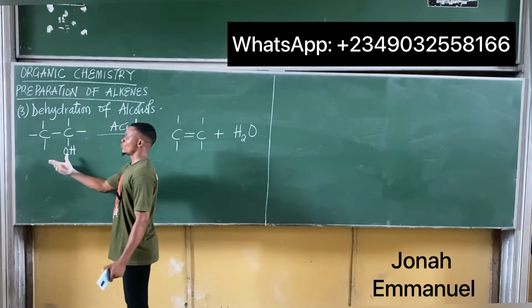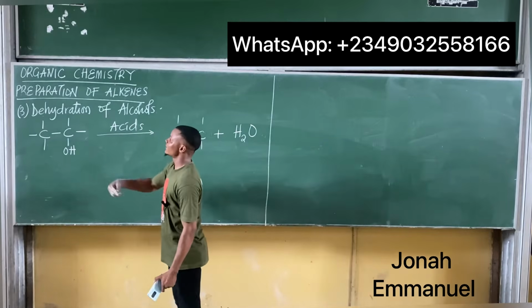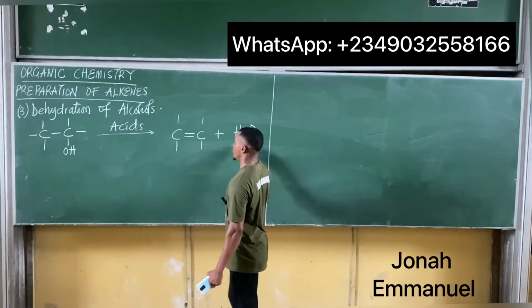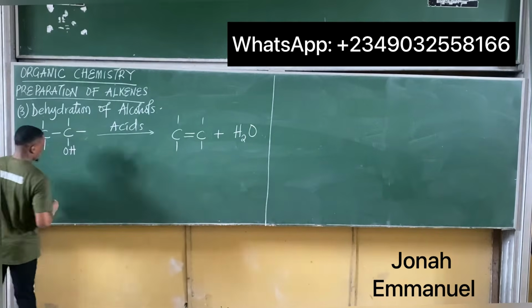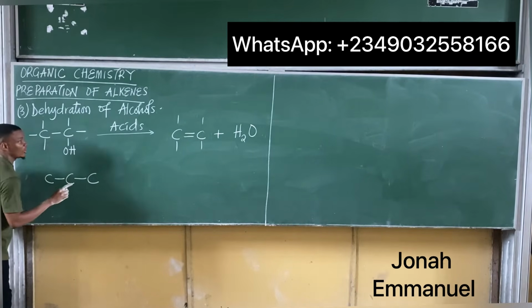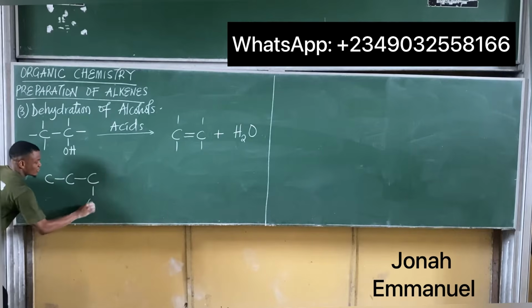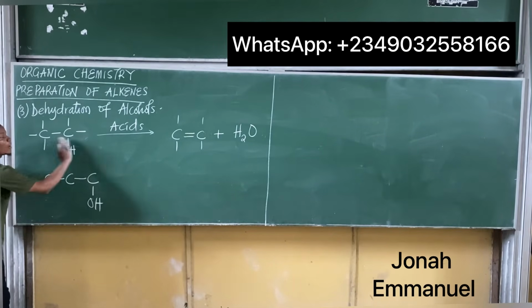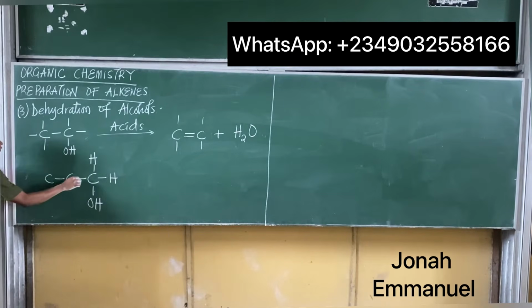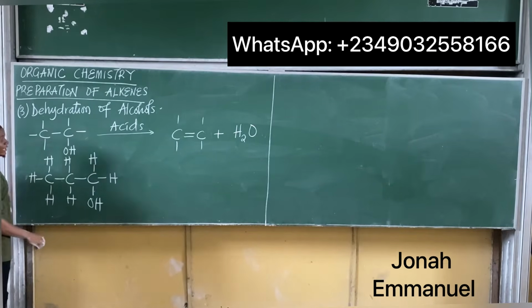That's ethanol. So ethanol undergoes dehydration using acid to give you what there? Ethene and water. Let me use prop. If I use prop, it is 3 carbons. I'm having 1, 2, 3. This one is prop. For it to be a propanol, there has to be an OH. So I'll attach OH here, and then complete the structure. 1, 2, 3, 4.